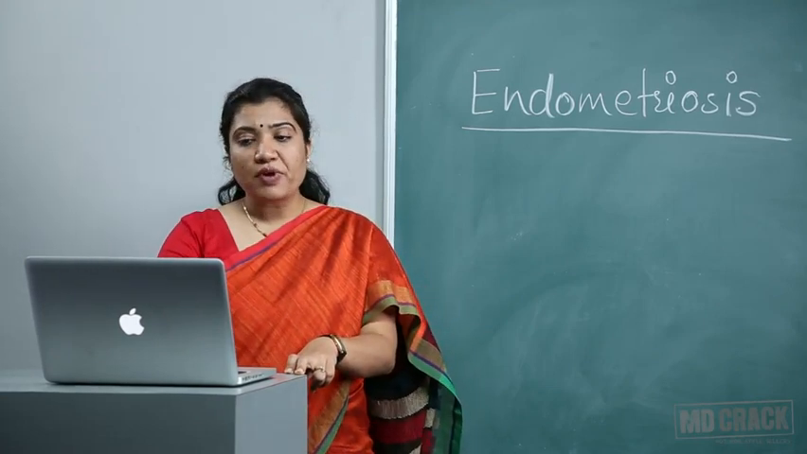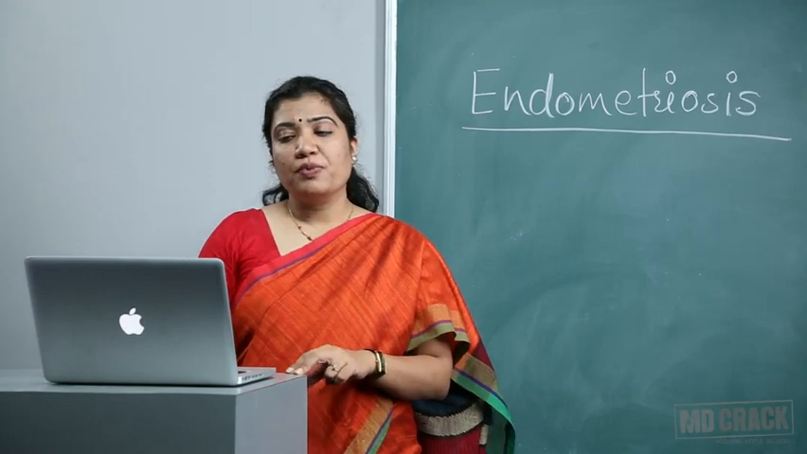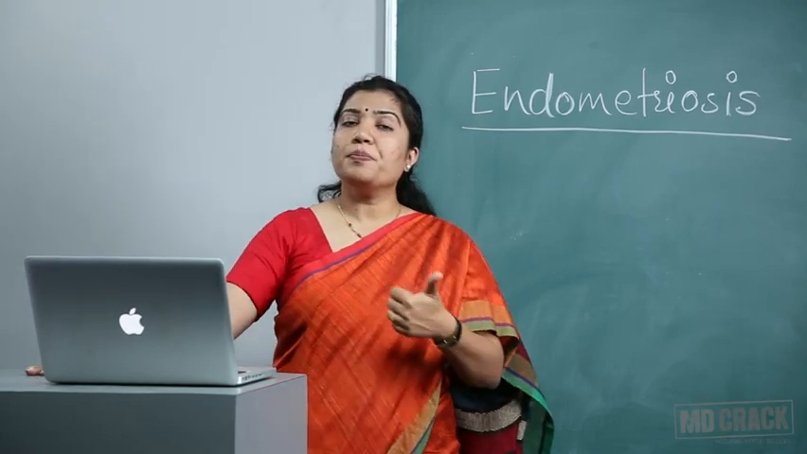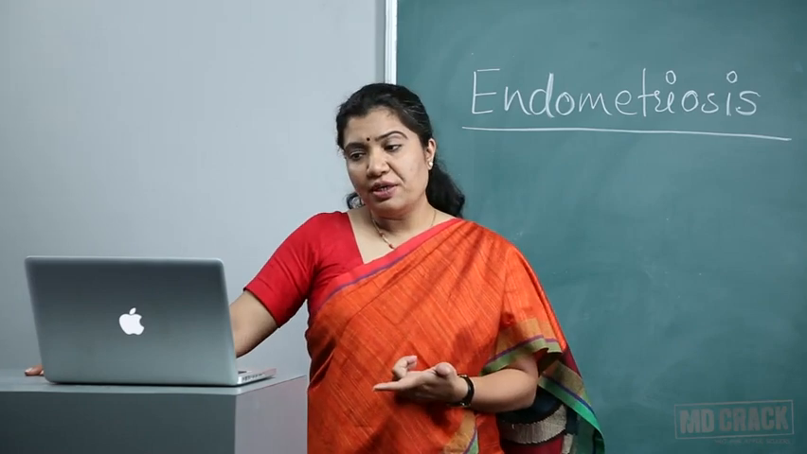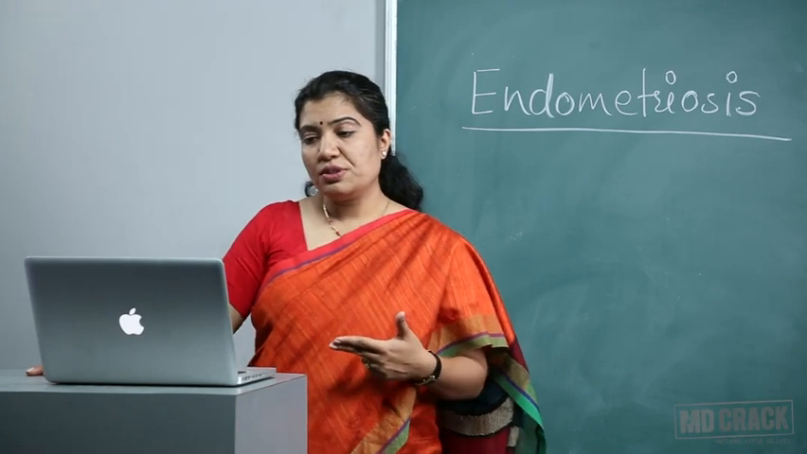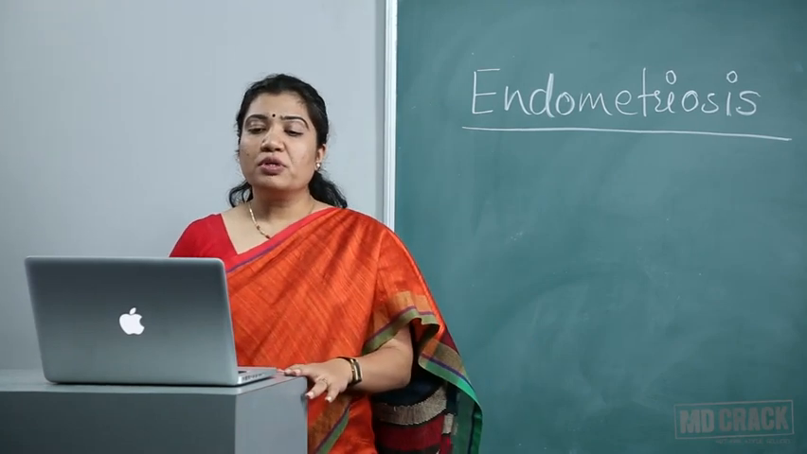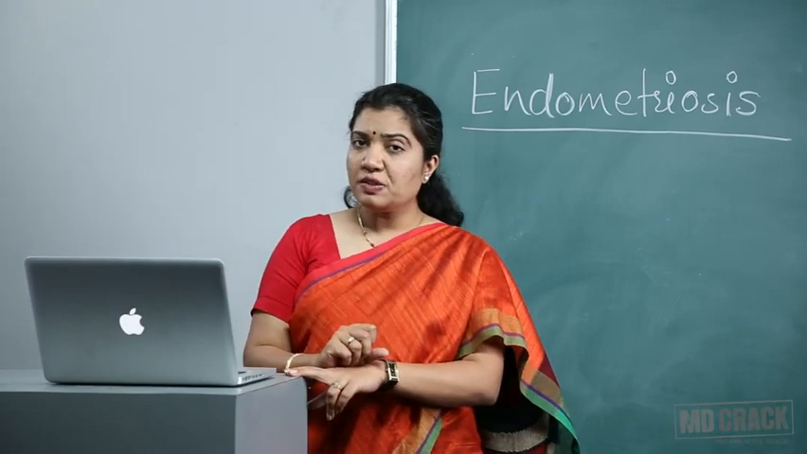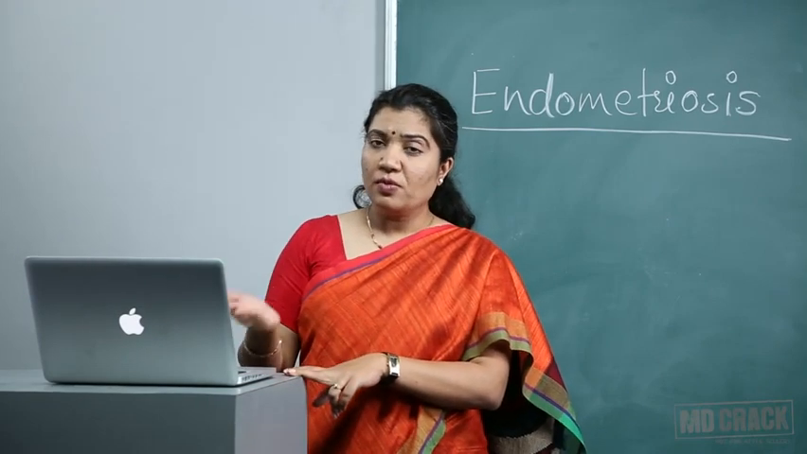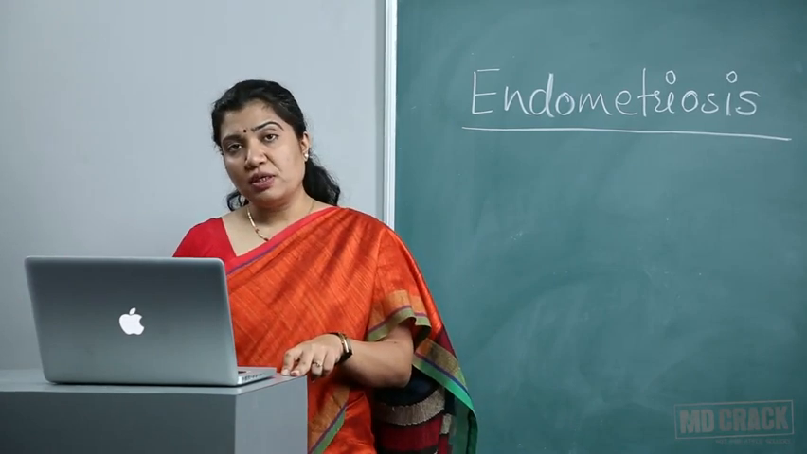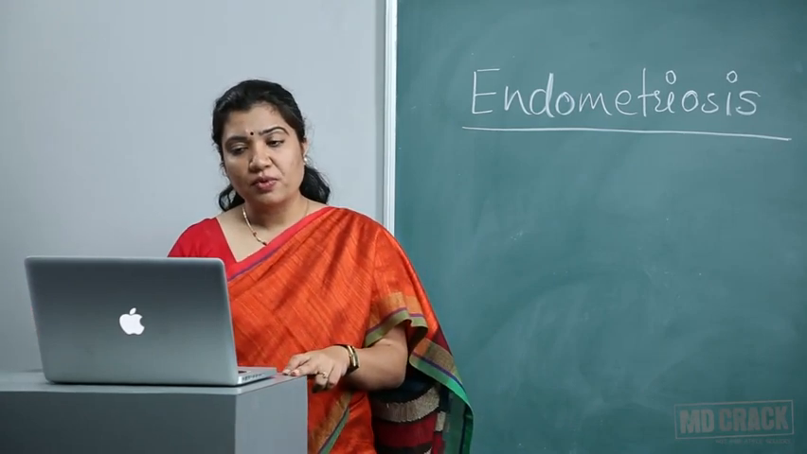These are the risk factors for endometriosis. Symptoms. Usually the patient presents with either pain or with infertility. These are two common symptoms of endometriosis. Pain in the form of severe dysmenorrhea. This dysmenorrhea is classically explained as it is secondary, usually starts after 30 and it goes on progressing. It gradually goes on increasing.